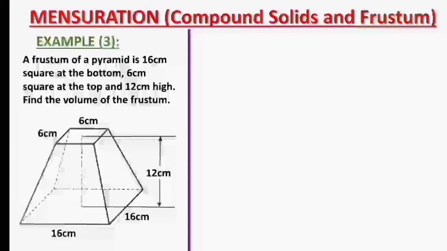Moving on to our third question. A frustum of a pyramid is 60 cm square at the bottom, 6 cm square at the top, and 12 cm high. Find the volume of the frustum. The diagram for the question is displayed here. Let's see the solution to question 3.